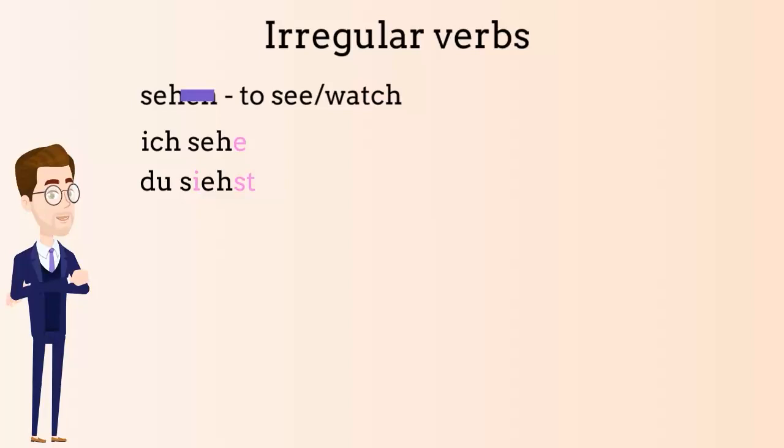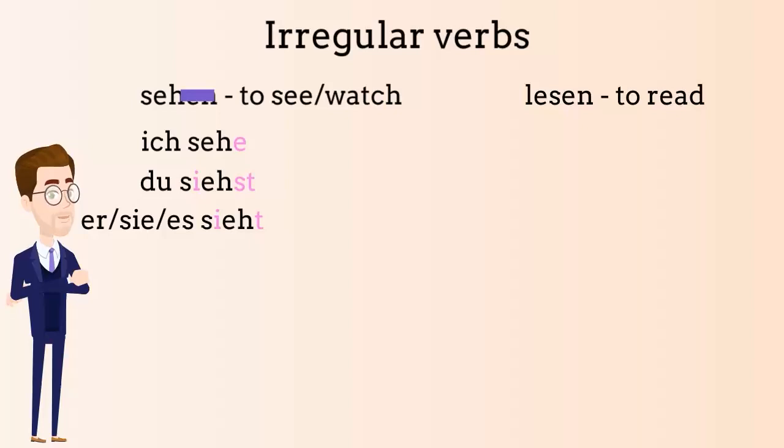in the main section. That's why it's irregular, because we're not just changing the ending, we're also changing the main section as well. Then he, she, it sees, er, sie, es sieht, adding the t, but we're also adding the i to the main section.